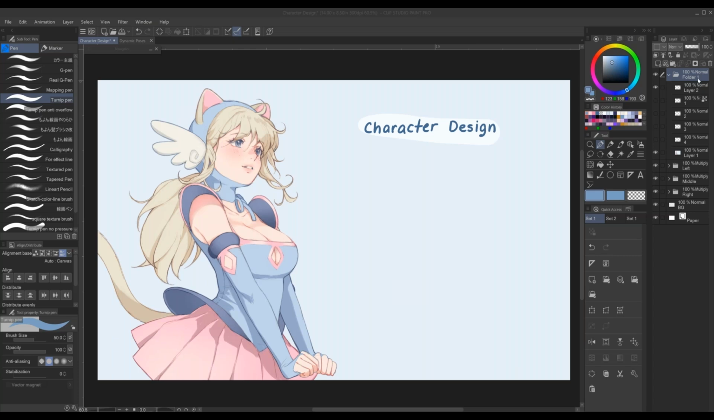So as we know, this webinar is going to be focused partially on character design, and then secondarily, we're going to go into dynamic poses with characters. So let's start off with character design.